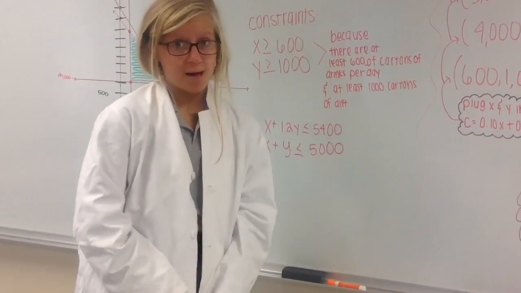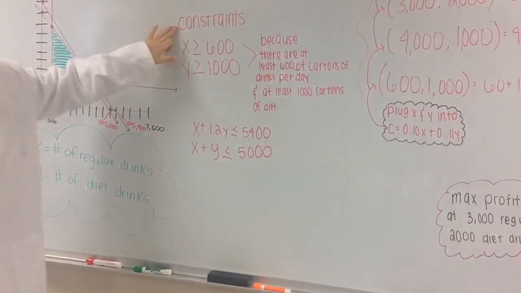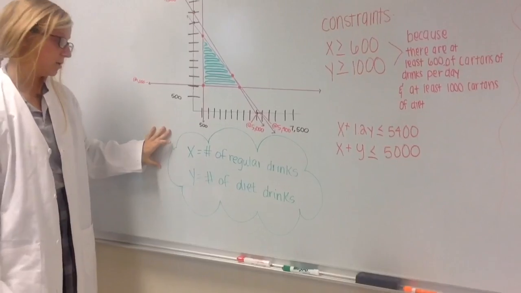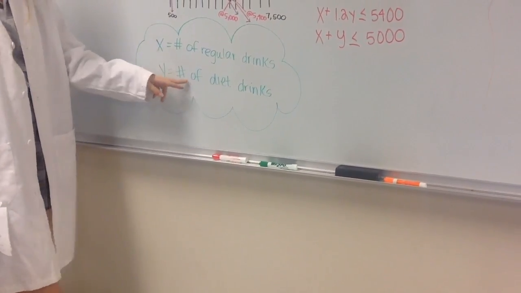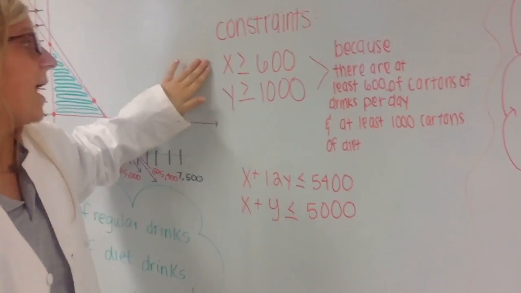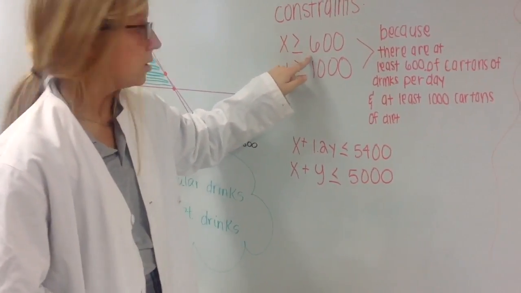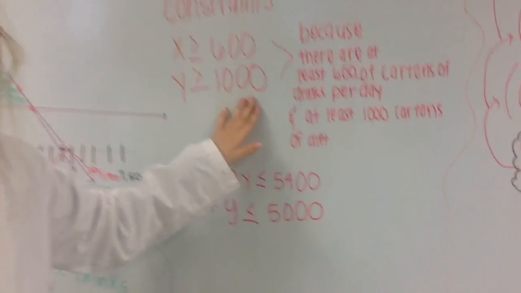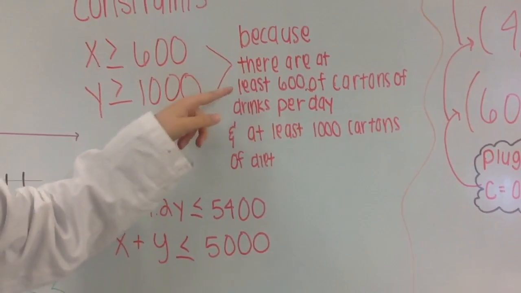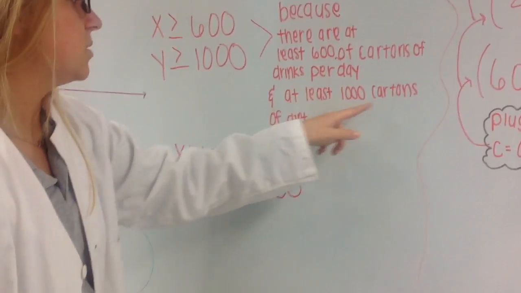From that problem, we're going to find our constraints. We made X the number of regular drinks and Y the number of diet drinks. So that's going to play into what we have over here for our constraints. X, regular drinks, has to be greater than or equal to 600, and diet drinks, Y, has to be greater than or equal to 1,000. This is because there are at least 600 cartons of regular per day and at least 1,000 cartons of diet.